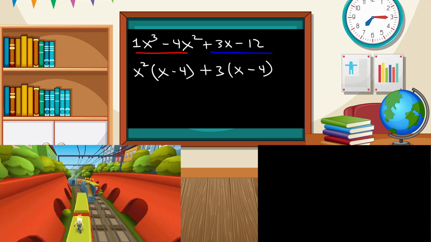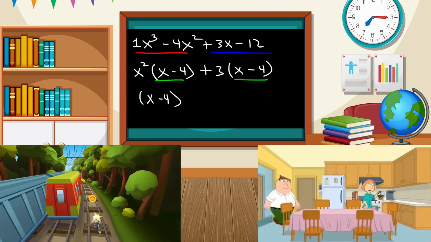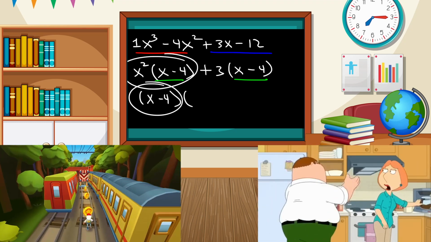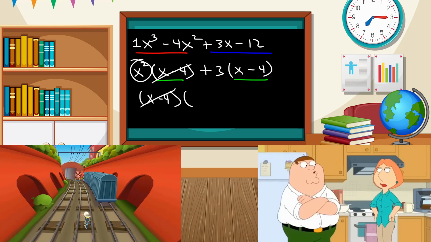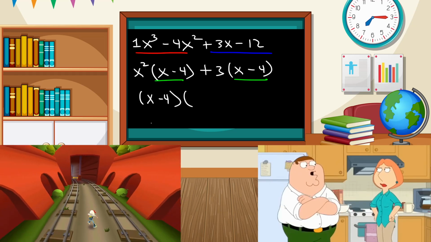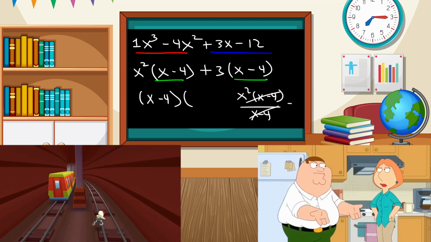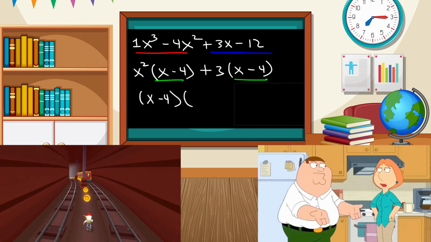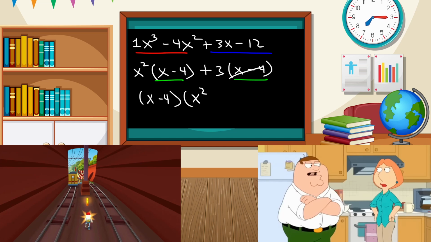Now, whenever you see these two, if they're the same, that means you're on the right track. So the next thing is to factor out x minus 4. So if we take this term and divide it by x minus 4, the x minus 4 terms will cancel, leaving behind x squared. So if you want to write it out, you can see it this way. If you take x squared times x minus 4 and divide it by x minus 4, these will cancel, giving you x squared. And if you take this term divided by x minus 4, these will cancel, giving you 3.